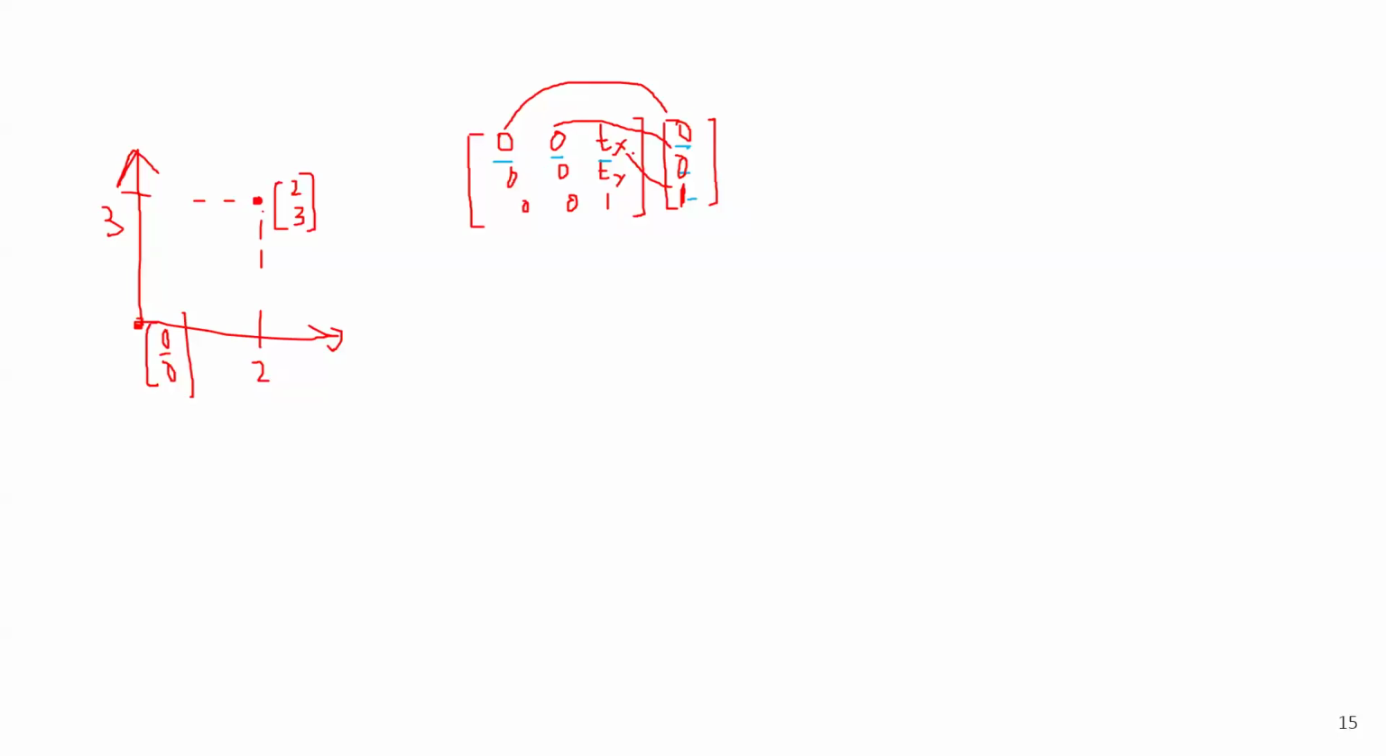0 times 0, 0 times 0 plus Tx times 1. Then you can see this 2 comes here because my Tx is 2. So you can see the last coordinate is important to affect the translation. So translation is affected using a linear operator. Linear means matrix multiplication. Linear operator.